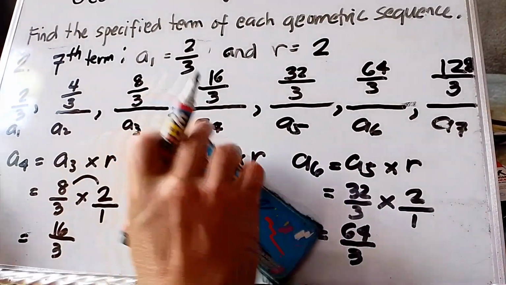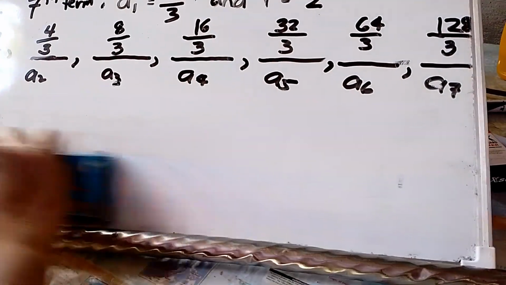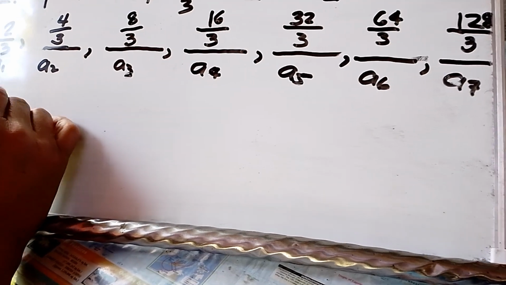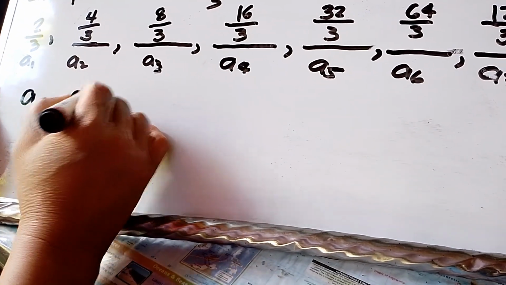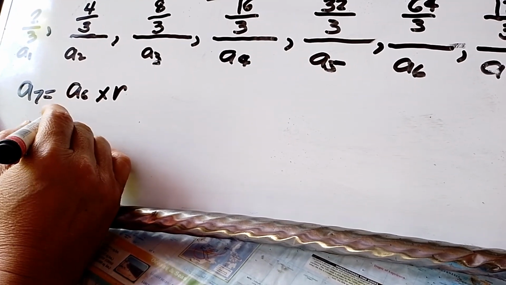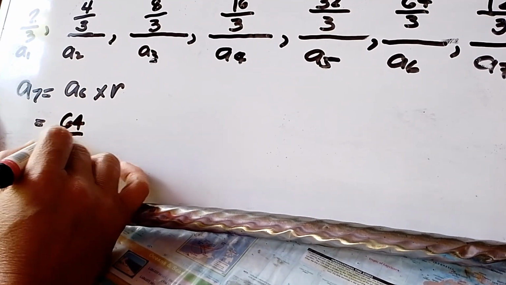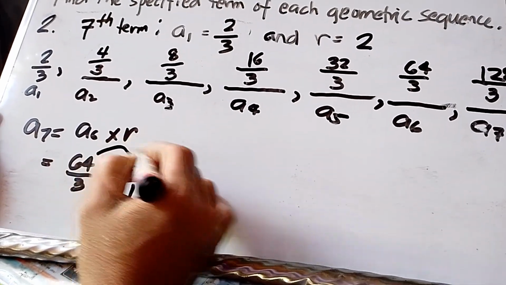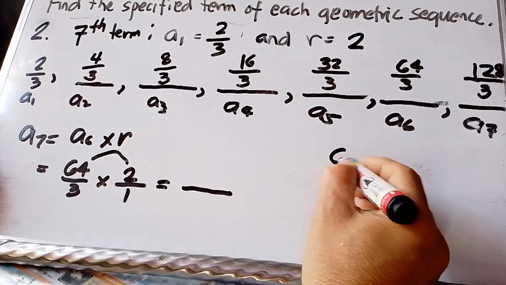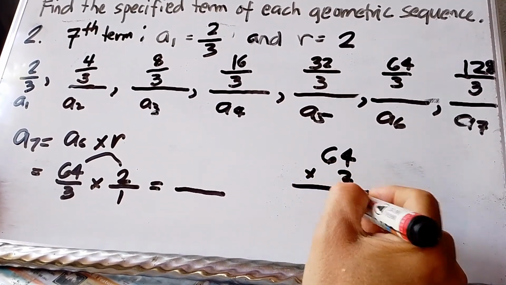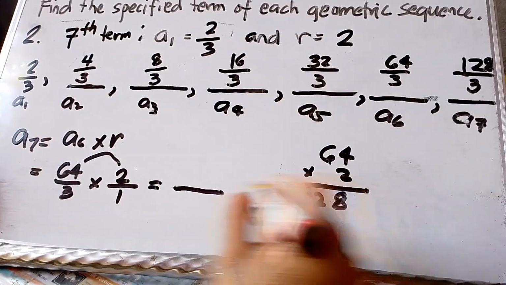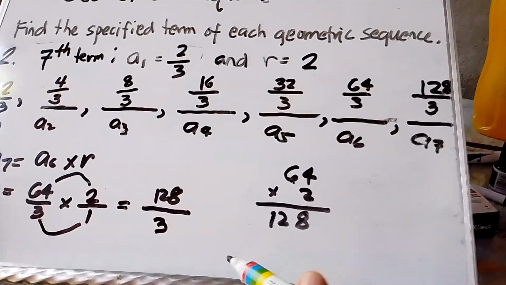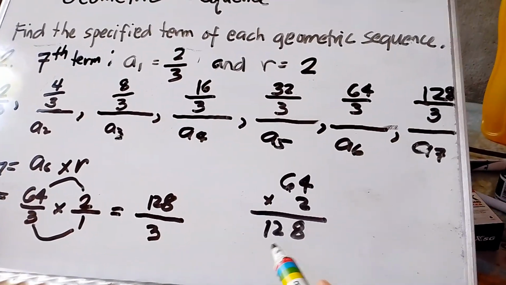Now let us solve the last term, or the seventh term. And we know that we answered before 128 over 3. So A7 is equal to A6 times R. My A6 is 64 over 3 times 2. And then I need to put 1 in here. And then multiply 64 times 2. This is 8. 6 times 2 is 12. So I have here 128. And then 3 times 1 is 3. So I've got the correct answer. So 128 over 3 is my seventh term. So that's all.